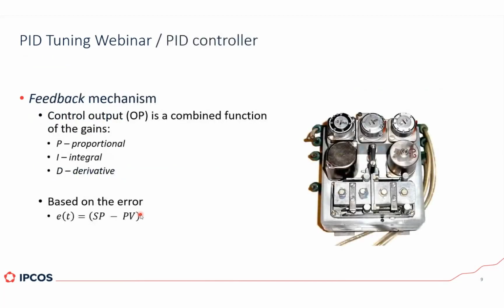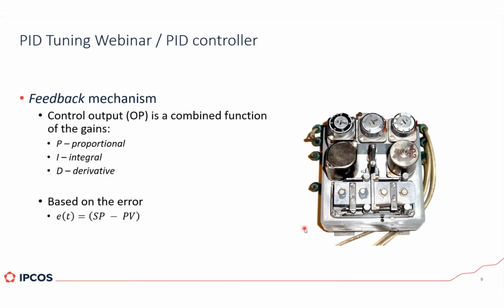Okay, so first of all, what is the PID controller, right? So it works basically using this feedback mechanism, right? And the control output of the controller will be a combined function of these three gains, right? Proportional, integral, and derivative. Normally they are based, or by default, they are based on the error, being the error the difference between the set point and the process value.